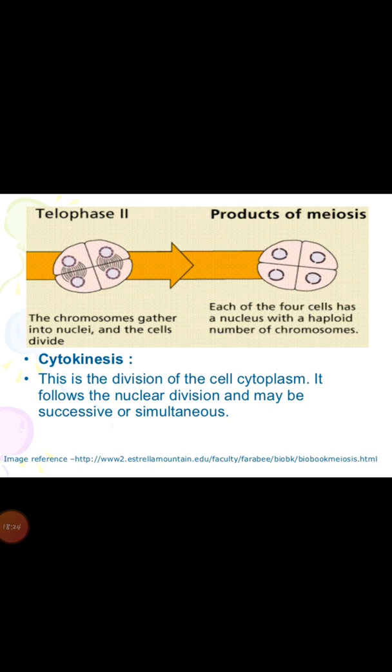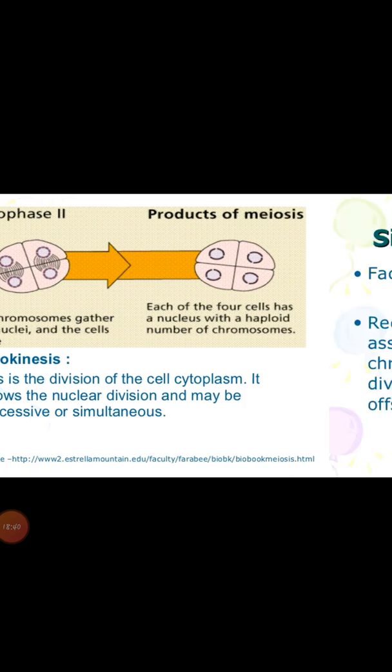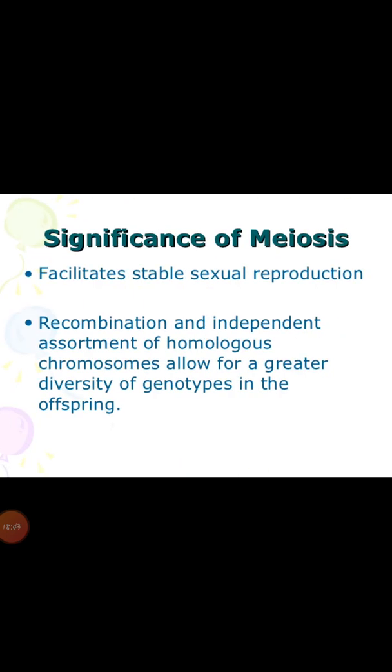In this way, we have seen the different stages of meiosis, that is meiosis first and meiosis second, and we have seen the different events which take place during meiosis, and finally the formation of four haploid nuclei after completion of meiosis. Now we'll see the significance of meiosis. Meiosis facilitates stable sexual reproduction.